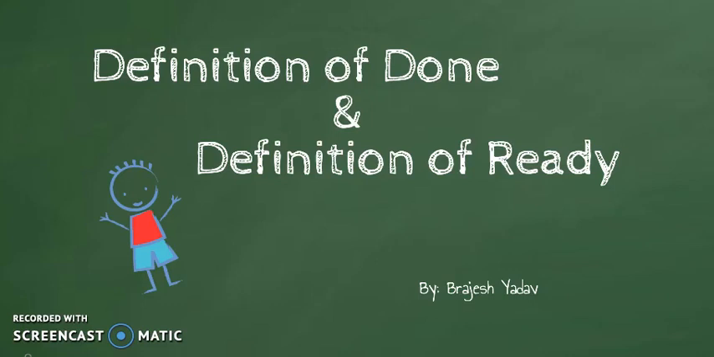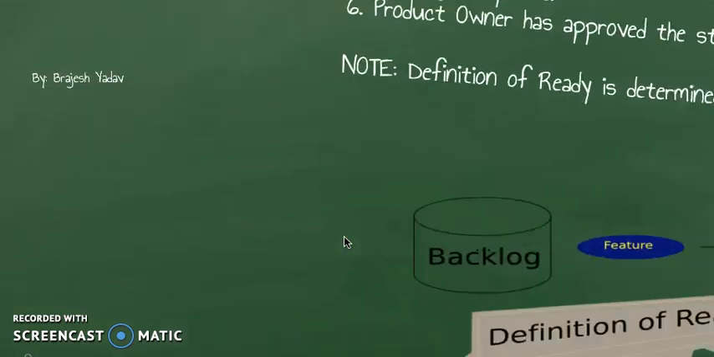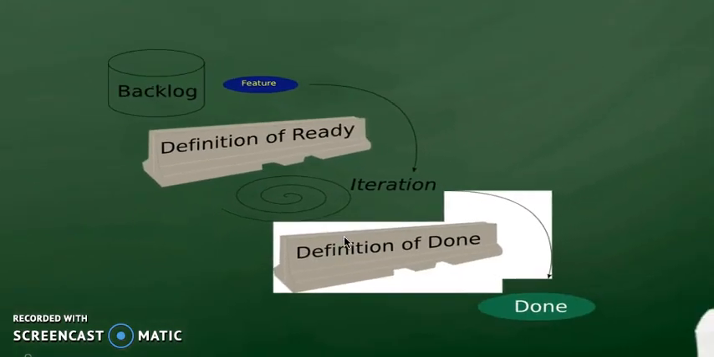I'm Brijesh, and in this video I'm going to talk about definition of done and definition of ready in terms of agile. Moving forward to my next slide, if you see here in this graph, you can see the backlog and then definition of ready, and then iteration is going on, and then definition of done, and it's been done.